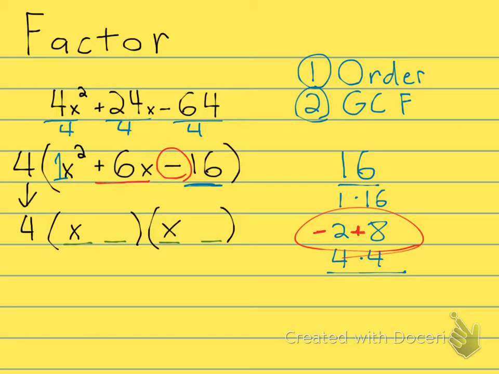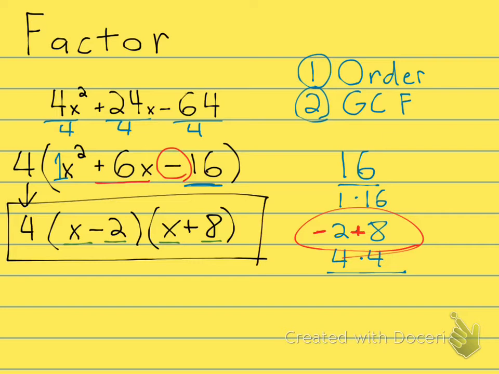Very similar to AC method, but we don't have to split up the middle term. We can go straight to our two answers. x minus 2, x plus 8. So once you take that 4 out as your GCF in the beginning, this becomes an easy one problem.